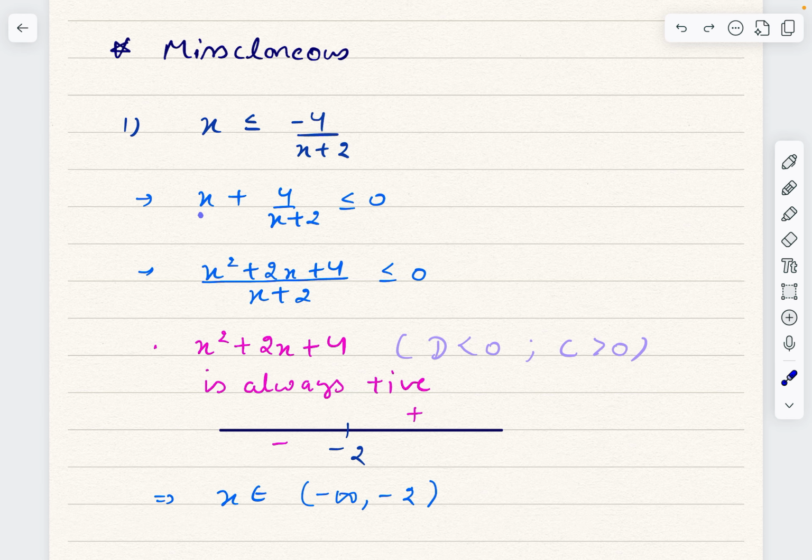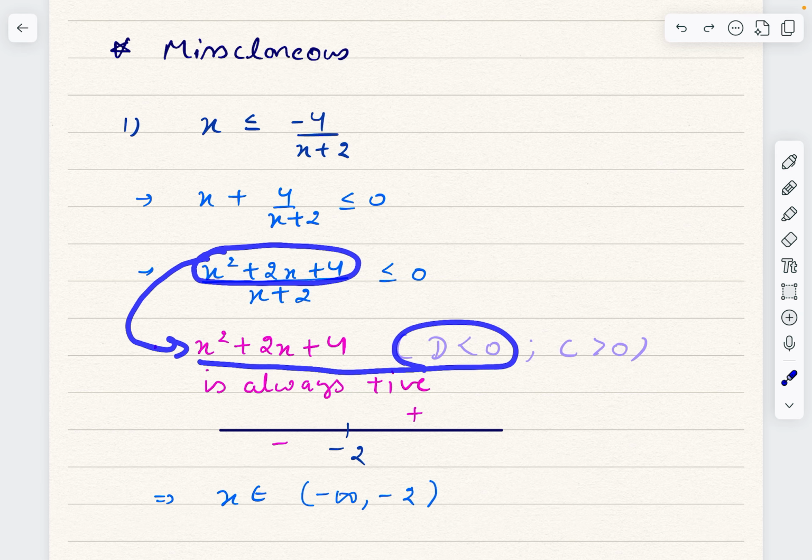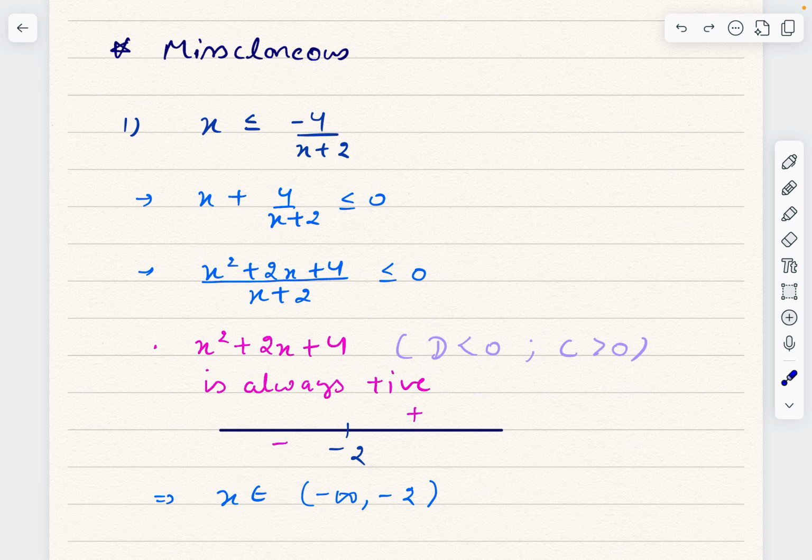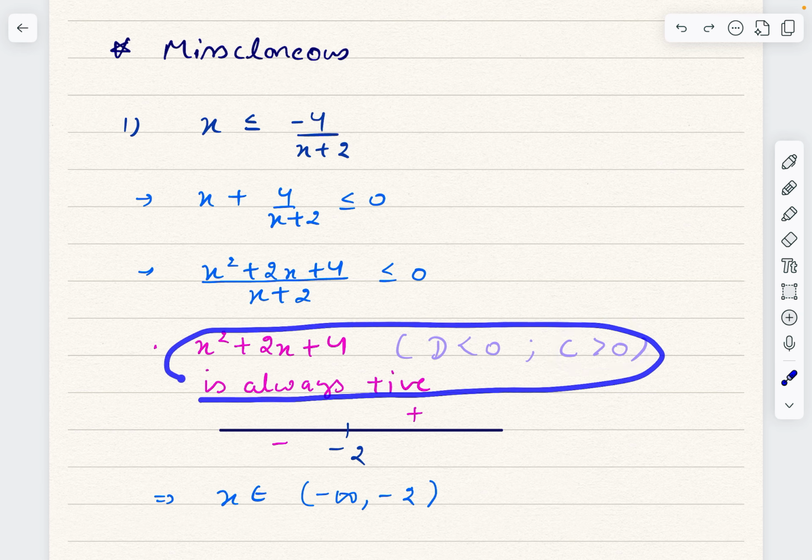So x plus 4 over x plus 2 less than or equal to 0. We take LCM here, you get x squared plus 2x plus 4 over x plus 2 less than or equal to 0. Now we have a quadratic, we try to find the roots so that we can factorize and use the Wavy curve. But when you try to find the root, the D comes out to be negative. So no real root, third case. And C is positive. That means the quadratic is always positive.